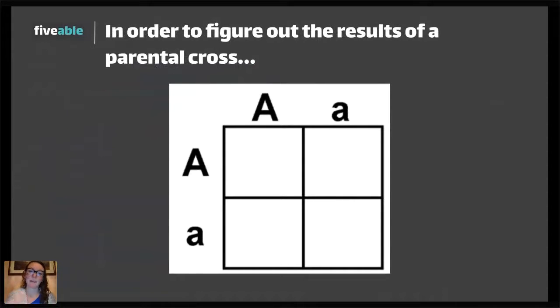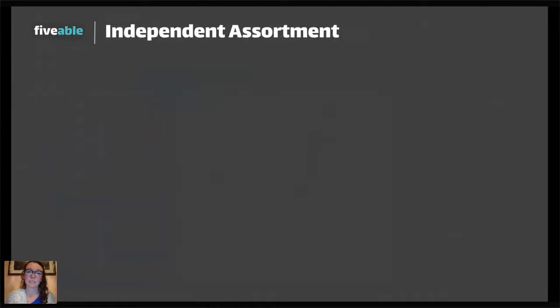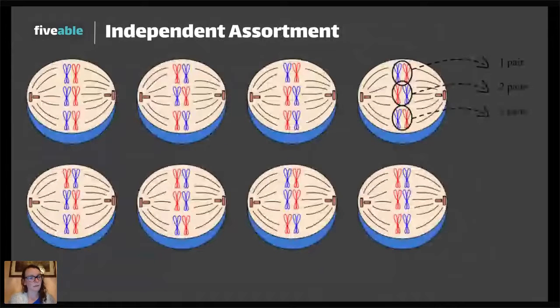Same general idea. But in order to figure out the results of parental crosses, we really need to know about independent assortment. So independent assortment is just one of many ways that we get genetic diversity through meiosis. So we have crossing over, we have independent assortment, we have random fertilization, all of these things that contribute to genetic diversity, which is the key to life. And I actually just wrote a study guide for this unit that talks all about these 3 things in detail. So be on the lookout for that. That's going to be posted by Fiveable, hopefully sometime soon.